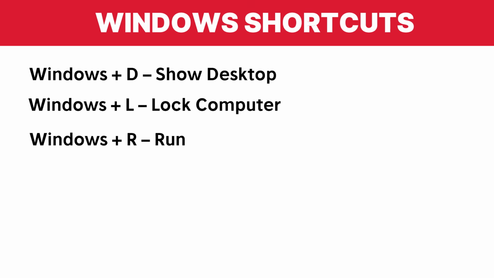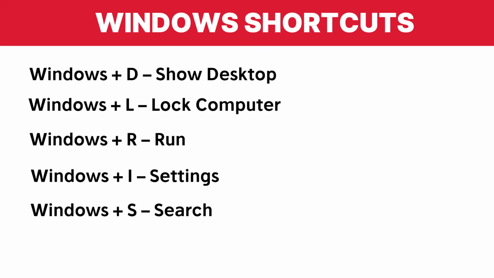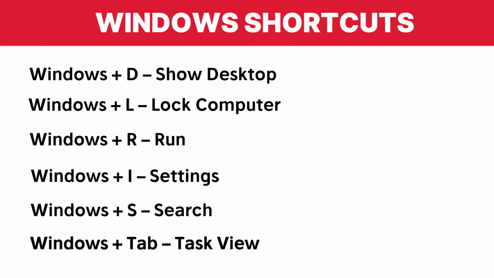Windows plus R, run. Press Windows key plus R to open the Run dialog box. Windows plus I, settings. Press Windows key plus I to quickly open Windows settings. Windows plus S, search. Press Windows key plus S to open Windows search. Windows plus Tab, task view. Press Windows key plus Tab to open task view and see your open windows and desktops.